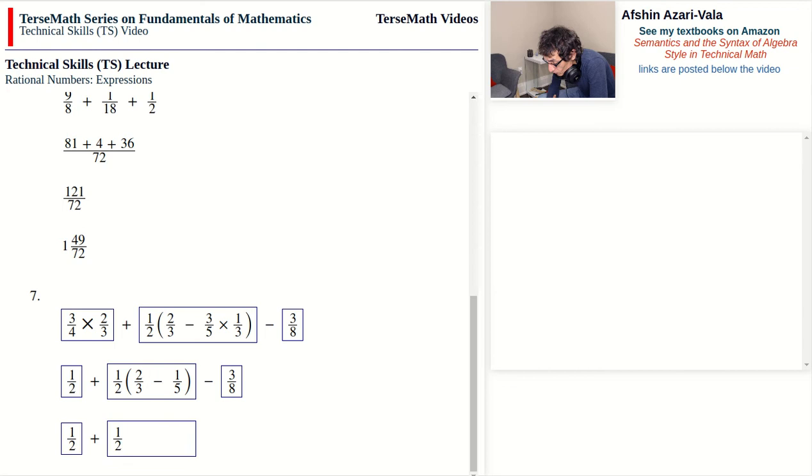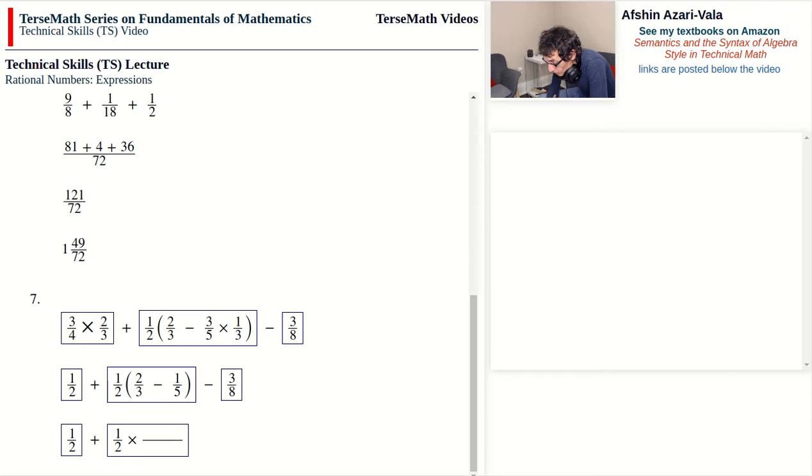And so term number 1 is 1/2. For term number 2, we have 1/2, and then we multiply this by the least common denominator, which is 15. And then in sequence, we divide by the bottom, multiply by the top. 15 divided by 3 is 5. 5 times 2 is 10. Minus, then 15 divided by 5 is 3, times 1 is 3. And then minus 3/8.